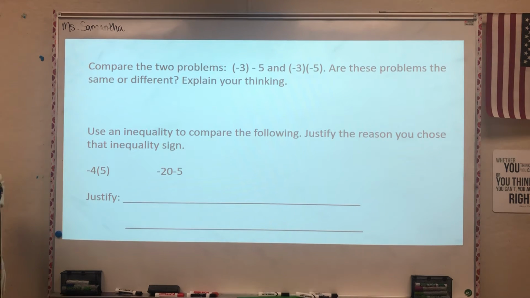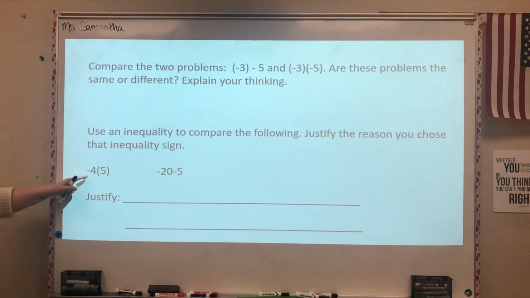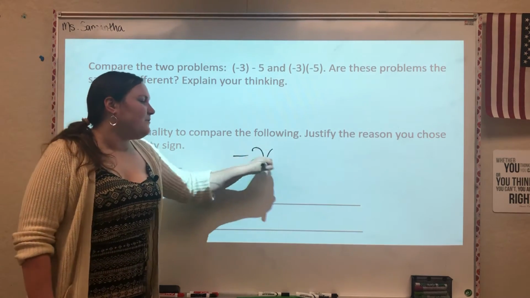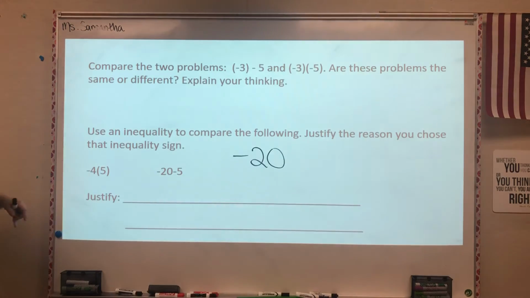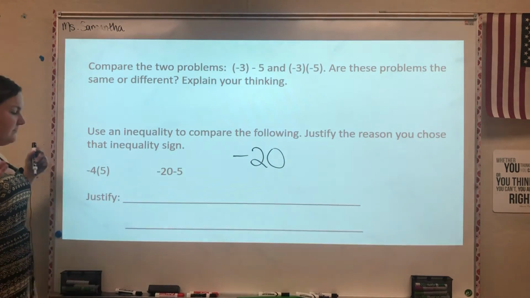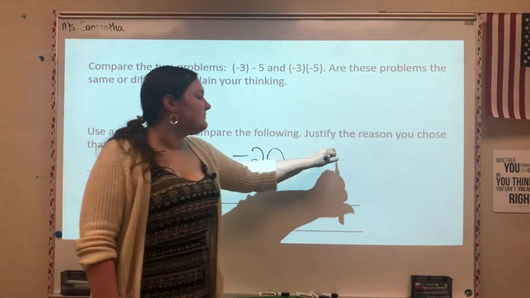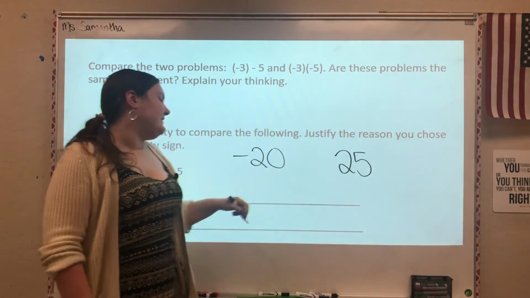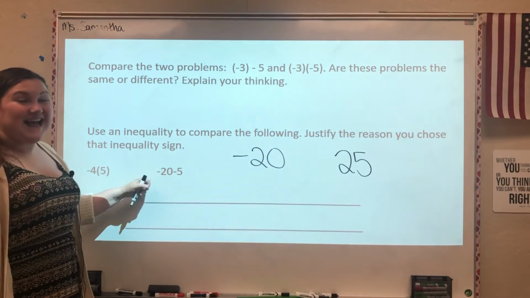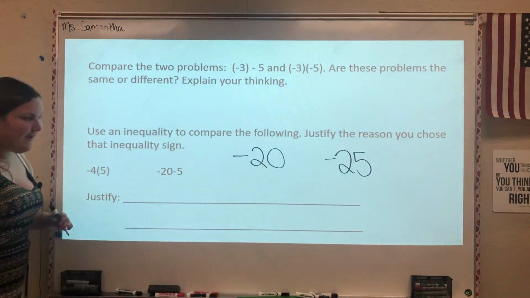All right, how do we do? Well, the first one, this right here, I've got a number right next to a parenthesis. That is a multiplication problem. That is -4 times 5, which gives me -20 on that left side. On the right side, it just says -20 minus 5. No multiplication. They're both negative, which means I want to add those numbers. And then they're both negative, it means we're just adding and getting a bigger negative number. So my answer would be -25.